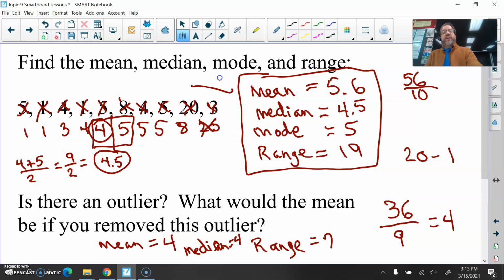But these values right here are the mean, median, mode, and range of this data set if you include every number, including the 20. Okay?